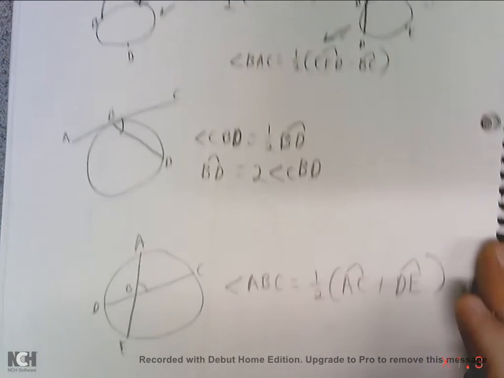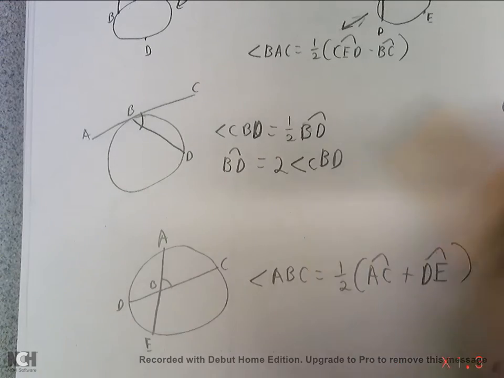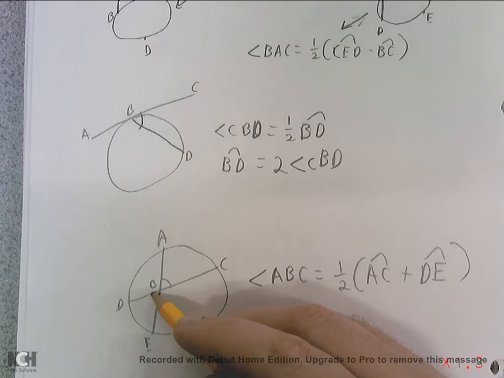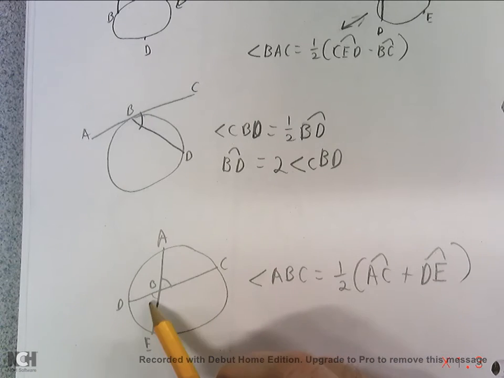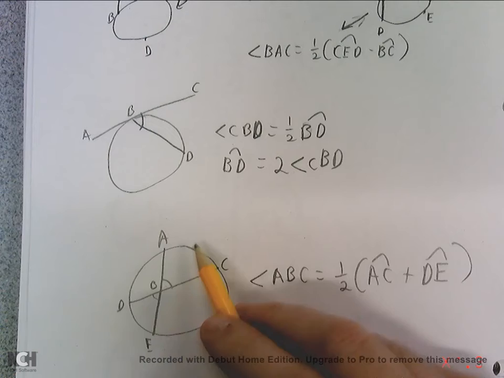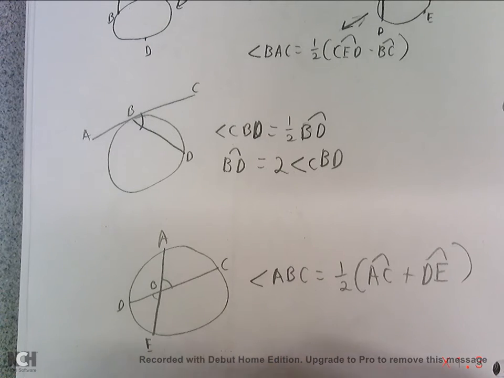Okay, and the last thing we need to talk about are intercepting chords. So if we have intercepting chords, we basically have a pair of vertical angles, right? This angle is going to equal that angle is going to equal that angle. There is a property with the arcs. So the opposite arcs of the vertical angles are going to equal this interior angle in a specific way. If we take these two arcs, add them together and half it, it would equal this inside angle.